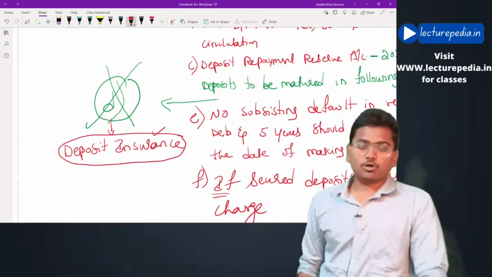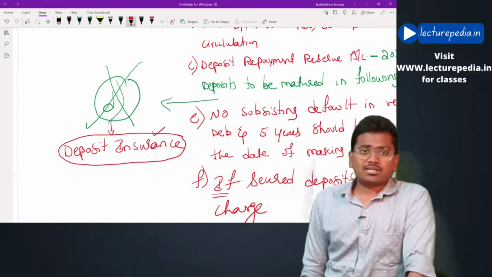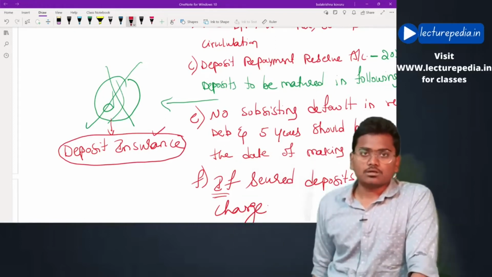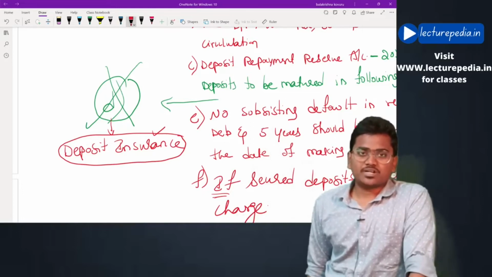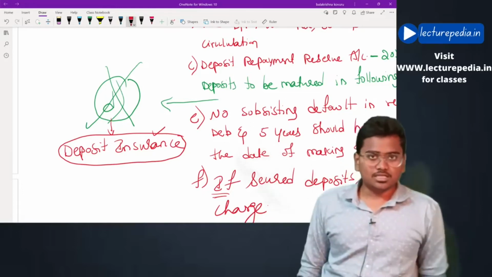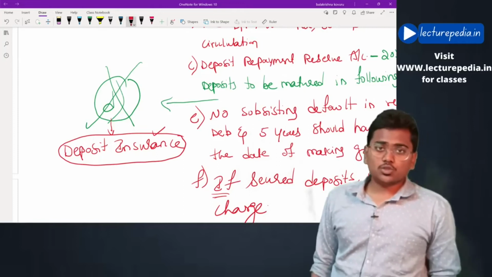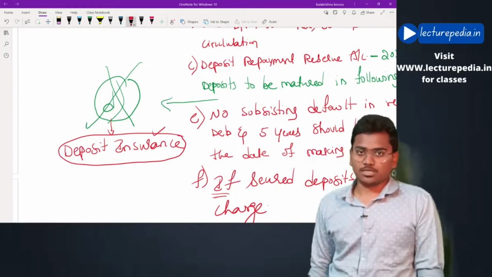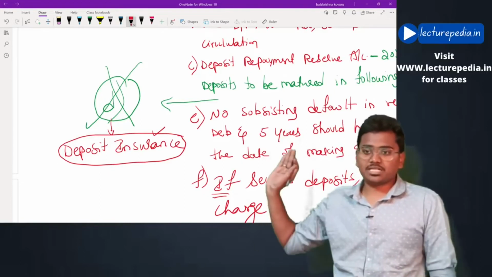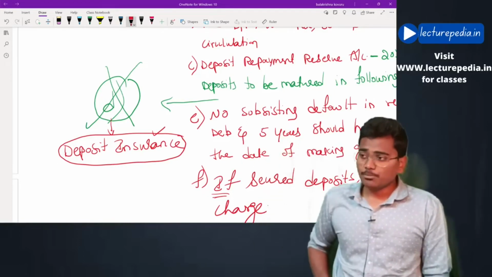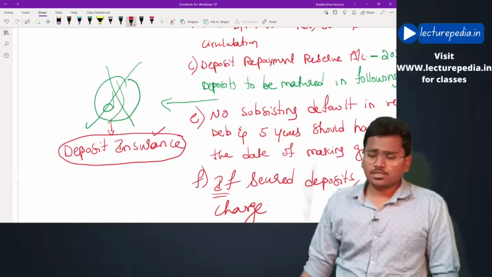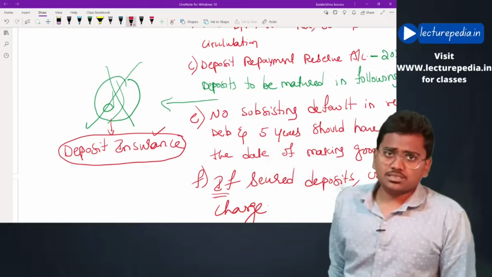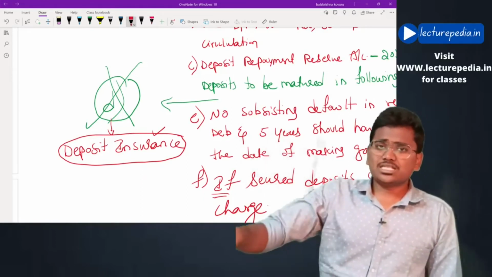Generally what happened was, earlier in the law it was specified that the company which is raising deposits must also take insurance on those deposits. That provision has been kept in the act. But if you see in the market, there were no insurance companies that were offering insurance on these deposits.